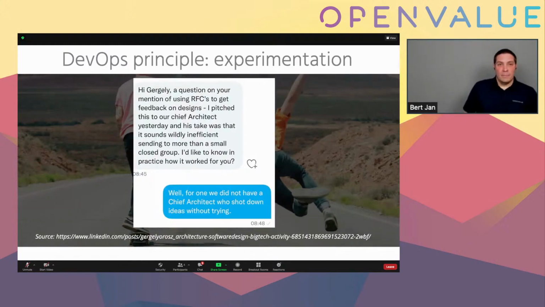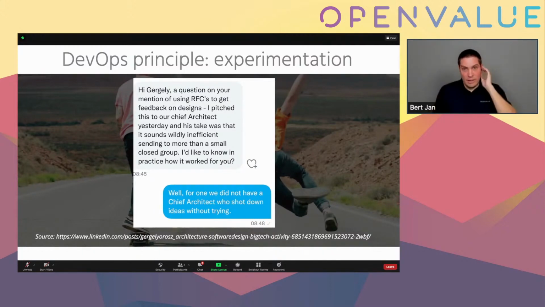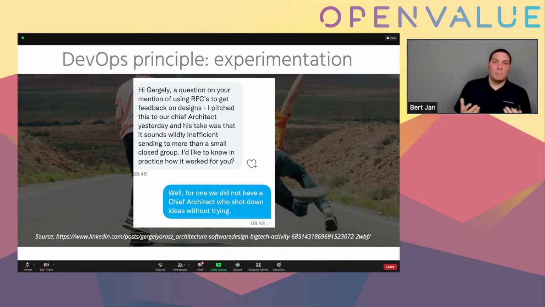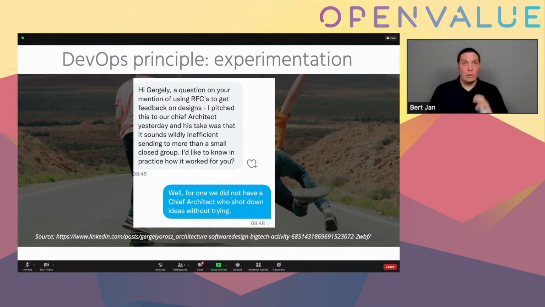This is a post on LinkedIn, I think, from Gergely Orosz, who is a fan of experimentation, and he posted a post about an idea of using RFCs, so a request for comment, to get feedback on designs. So he would make a design and then send it out to loads of people in the company and ask for feedback. So somebody read this post and pitched this idea to their chief architect, and the architect said, it sounds wildly inefficient sending something like this to more than a small closed group.